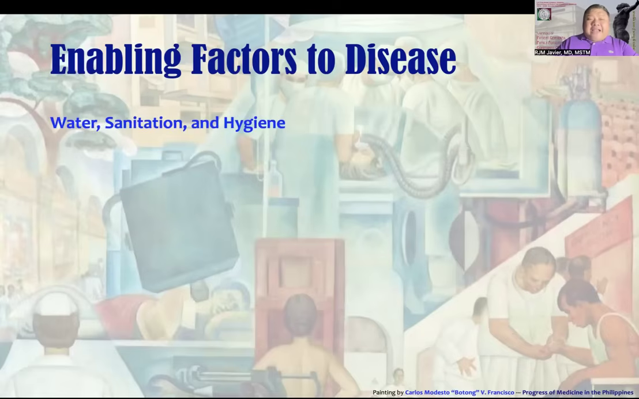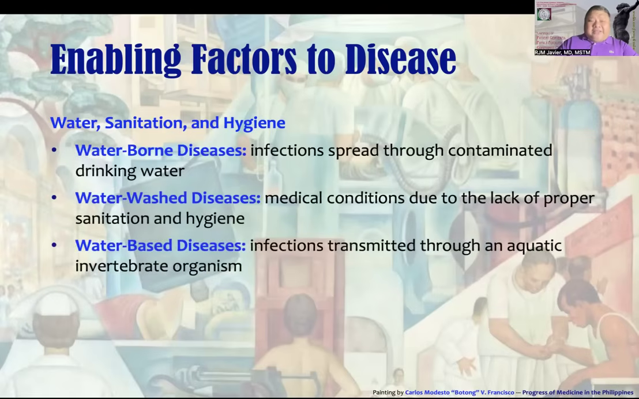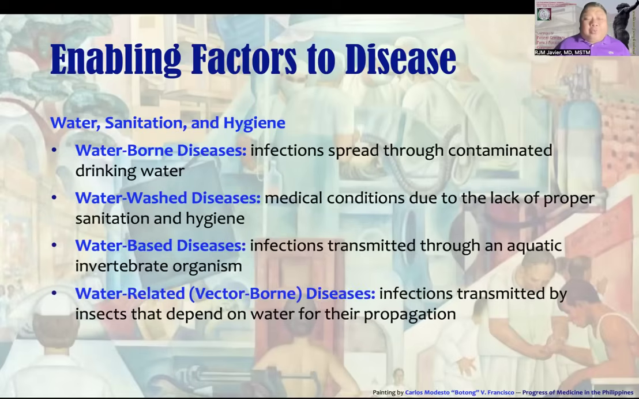So when we talk of water sanitation and hygiene, the World Health Organization divides your waterborne diseases into four categories. You have your waterborne diseases, your water wash, your water-based, and your water-related diseases. When I say waterborne, usually you get the infection through drinking contaminated water. Water wash is because of lack of proper sanitation and hygiene. When you say water-based, normally there is an aquatic invertebrate organism that transmits it. And when we say water related, they're often your vector borne or your insect borne infections.